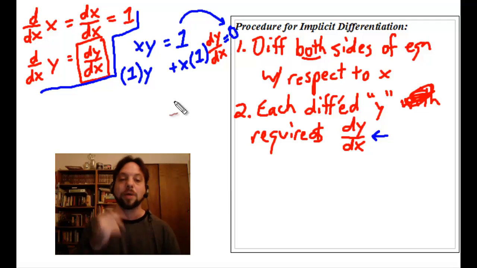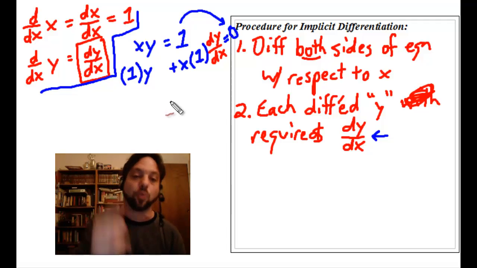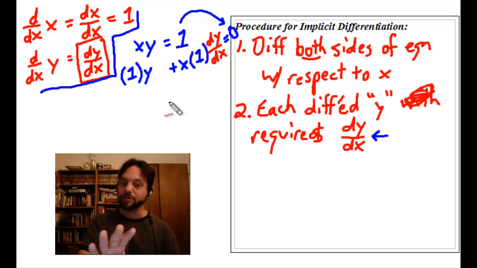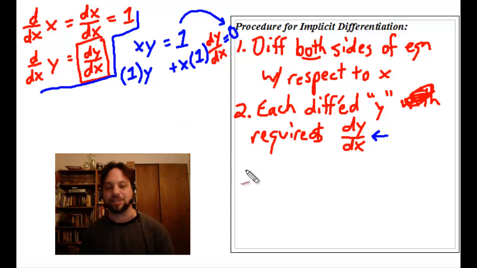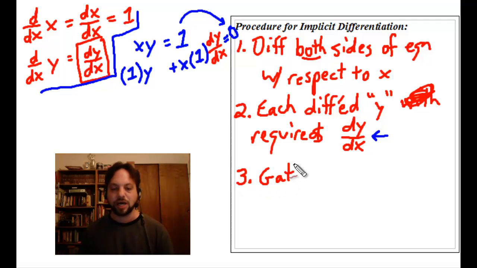Differentiate like normal. But then remember, because of step 2, any time that you actually differentiated a y, I'm not saying if there was a y present, but if you differentiated the y, you have to throw in a dy dx. And that's going to bring us to our third step, which is simply, because there might be many dy dx's floating around, we need to gather all the dy dx's together.